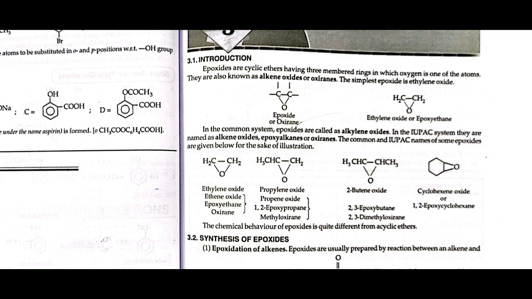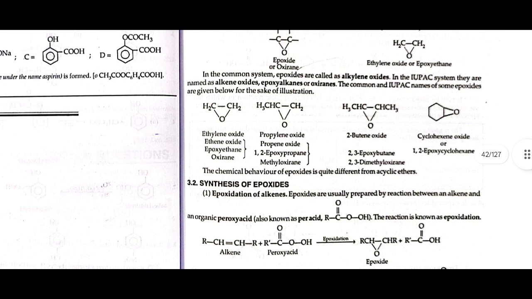In the IUPAC system, they are named as alkene oxides, epoxyalkanes, or oxiranes. The common name and IUPAC names of some epoxides are given below for the sake of illustration. Ethylene oxide, ethene oxide, epoxyethane, oxirane. 2-butene oxide, 2,3-epoxybutane, 2,3-dimethyloxirane.